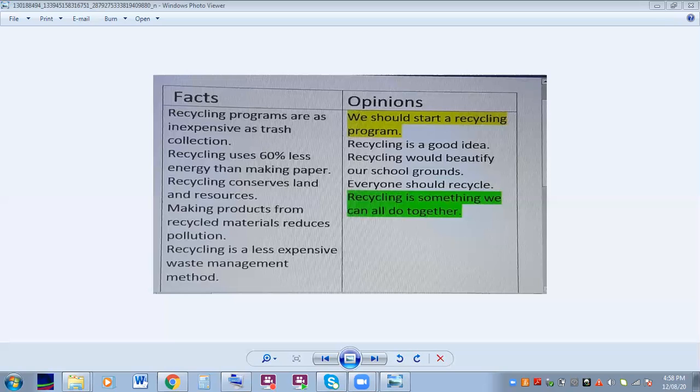An opinion, on the other hand, is what you think. Like if I say blue is a pretty color. If I say blue is a pretty color, does that mean it's a fact? No, because maybe I think blue is pretty, but someone else doesn't think blue is pretty. This is my opinion. This is what I think.